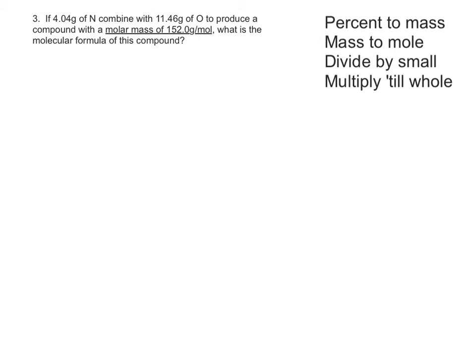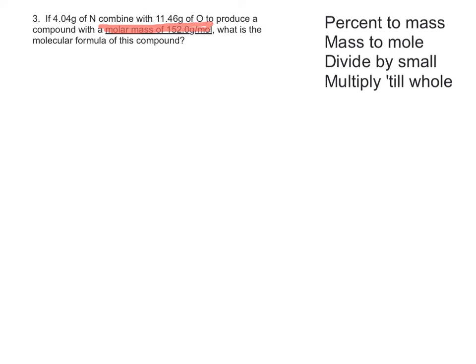All right, so here we are for question number 3. It says, if 4.04 grams of nitrogen combine with 11.46 grams of oxygen to produce a compound with a molar mass of 1.52 grams per mole, what is the molecular formula of this compound? Now, real quick, just to point something out here, I want you to see that in this problem, the way that it was different is that here it gives you a molar mass. What this tells us is that the molecular formula that we're solving for has a different molar mass.